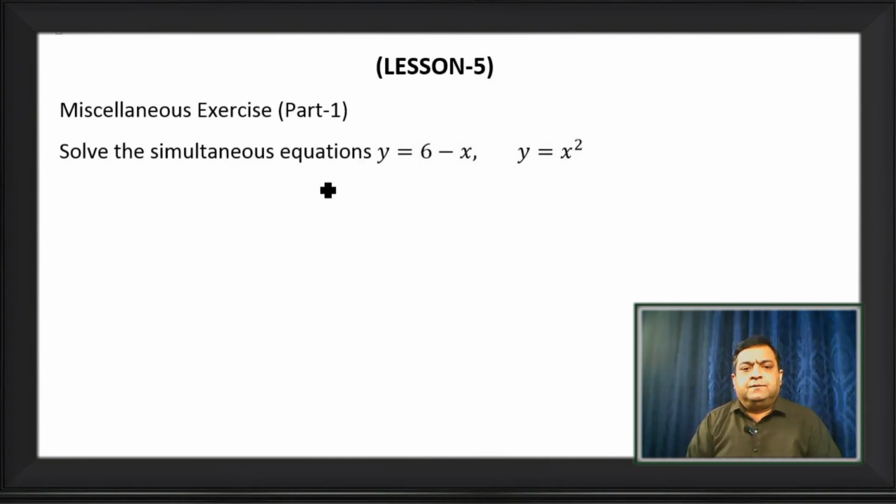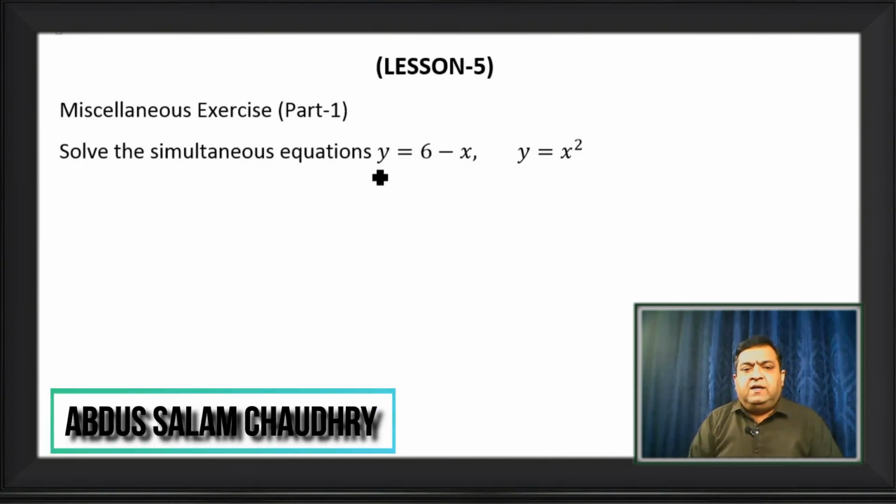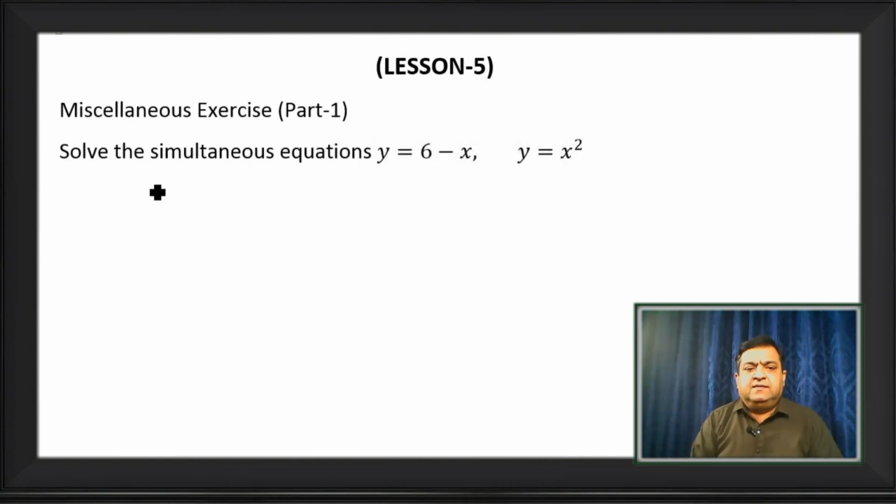Hello dear students, this is lesson number 5 of quadratics and we are going to solve some miscellaneous questions. This is part 1 of the miscellaneous exercise. First question is, solve the simultaneous equations y is equal to 6 minus x and y is equal to x square.